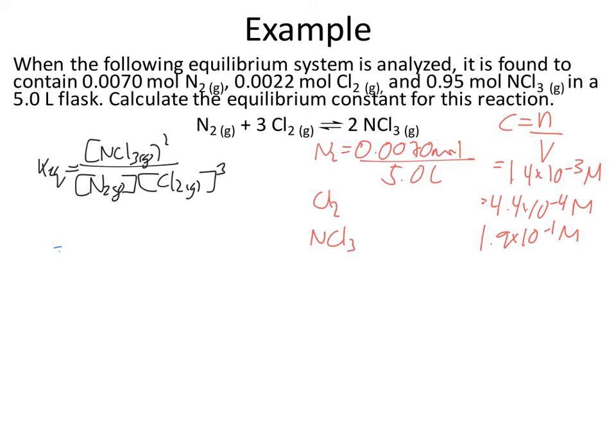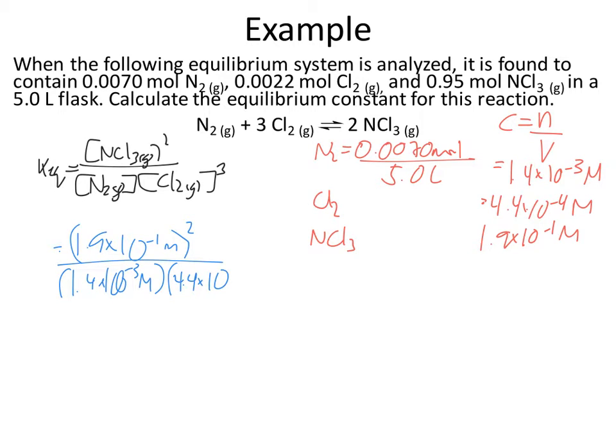So NCl3 is going to be 1.9 times 10 to the negative 1 mole per liter, so molar, to the power of 2, over our concentration for N, which is 1.4 times 10 to the negative 3 molar to the power of 1, multiplied by 4.4 times 10 to the negative 4 molar to the power of 3. So if we do all of this out, we get a final K equilibrium value of 3.0 times 10 to the 11.